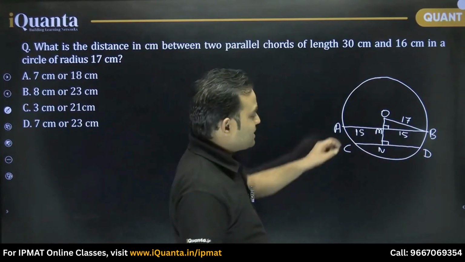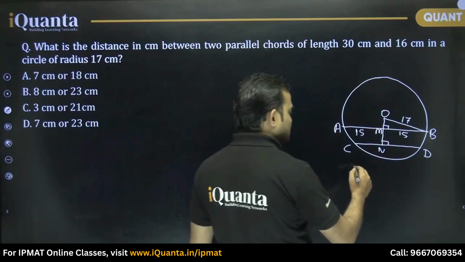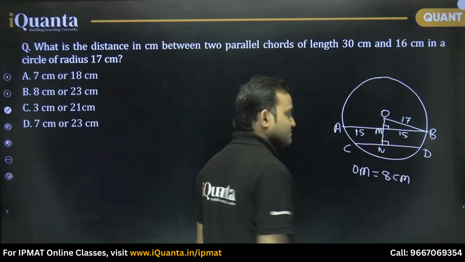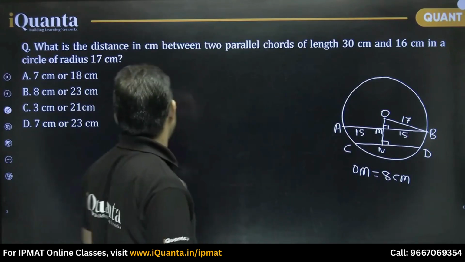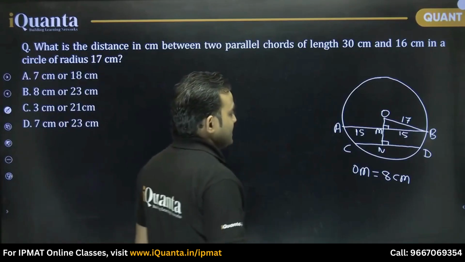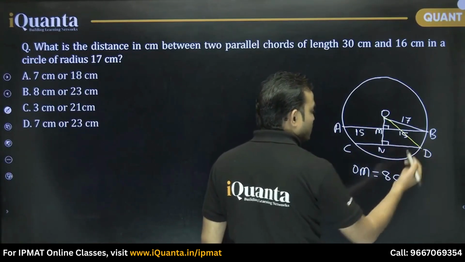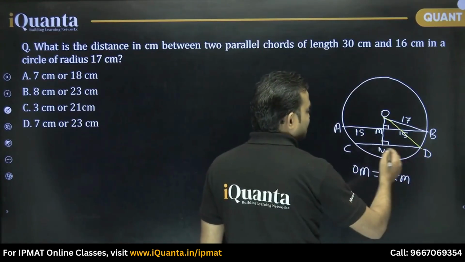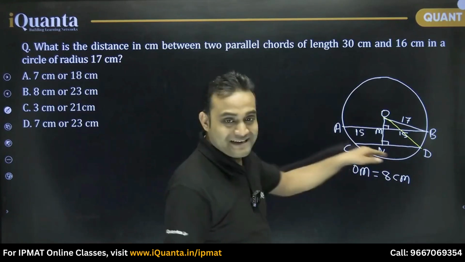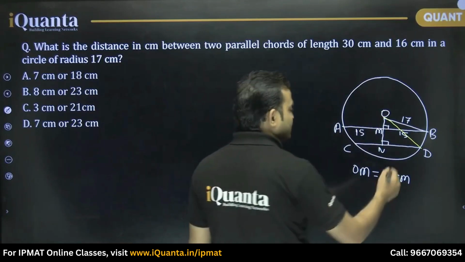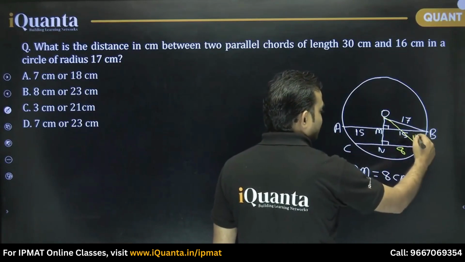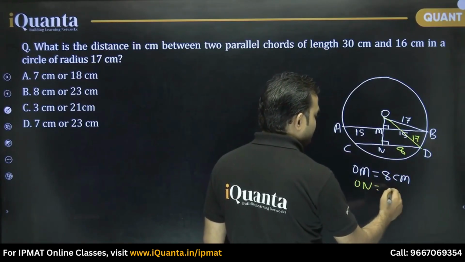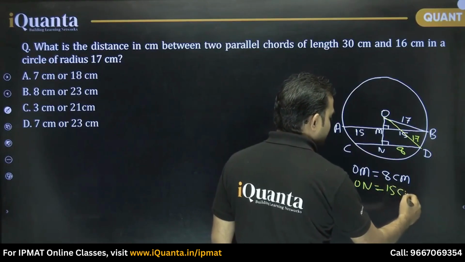What can we say about the length of OM? Using Pythagoras theorem, can we say OM will be equal to 8 centimeter, right? OM will be equal to 8 centimeter. And then if I join OD, OD is also the radius, which is 17 centimeter. What will be the length of ND? So CD is equal to 16, ND will be equal to 8. Again OD is 17, ND is 8. Can we say ON will be equal to 15 centimeter?